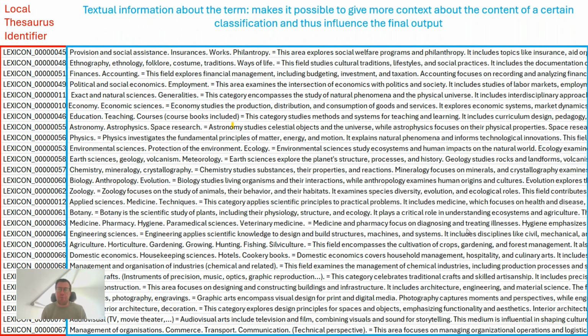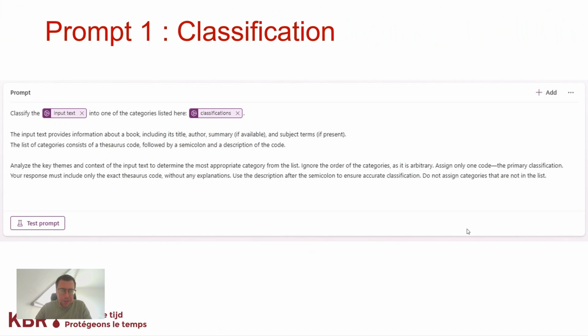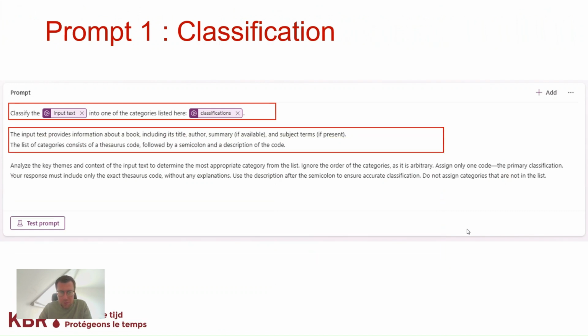And this textual information gives us the possibility to influence the records. We can add things to the text. We can say, do not add this term for that kind of books, and so on. So this is the first prompt. It's: classify the input text, so the information from the bibliographical record, into one of the categories listed here. That's the first thing. And then we send the Excel, as I have shown in the previous slide, to the prompt. Then I explain what it is, the two variables.